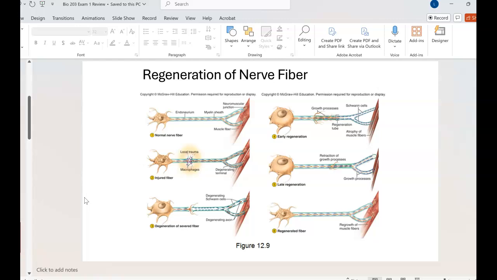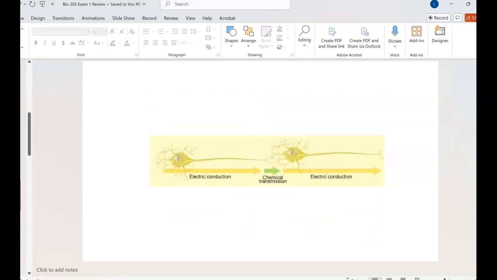Now, this is not perfect. Sometimes it can take months, even years, and that neuron probably isn't going to have the same response that it once did. So that's a little bit on the regeneration of a nerve fiber.